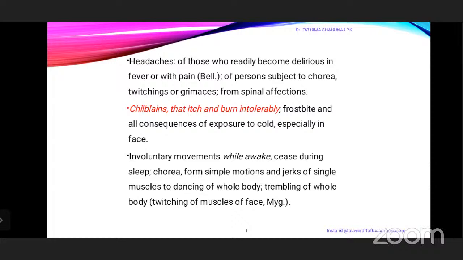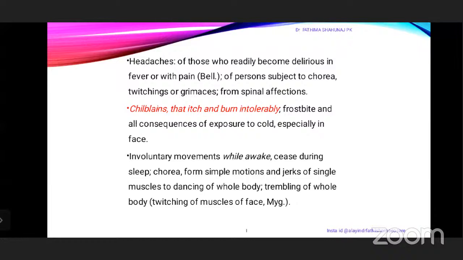Then headache of those who readily became delirious in fever or with pain. With pain, this symptom is compared with belladonna. There will be a violent delirious disposition to bite, spit, strike and tear things, breaks into fits of laughter and gnashes the teeth. So mainly the delirious state of the belladonna symptoms is compared with headache of agaricus.